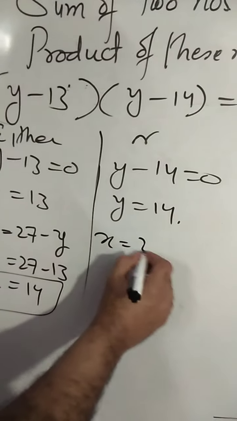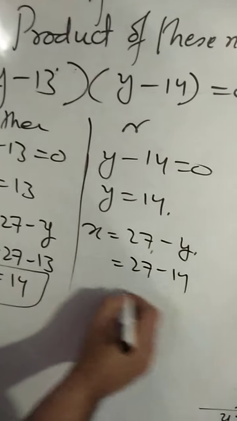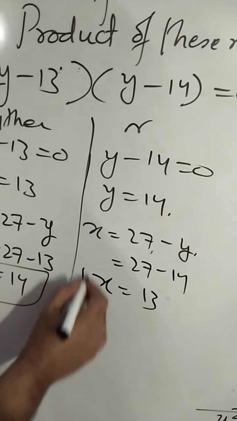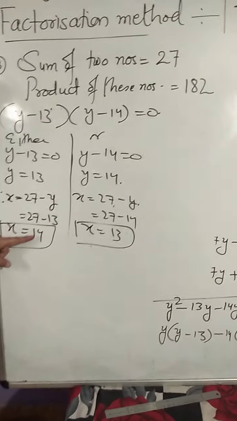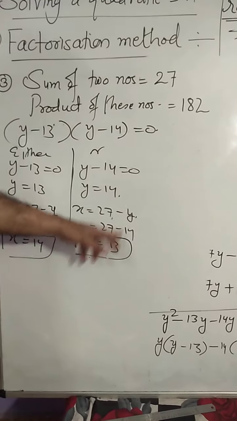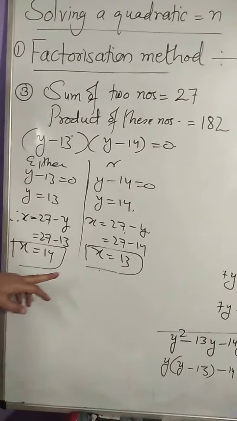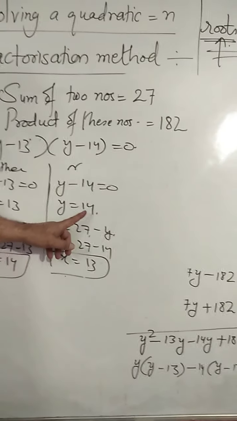And x is 27 minus y. So y is here 14, then x is 13. So the answer is, the two numbers, actually the answer is same. The two numbers are 13 and 14. If x is 14, then y is 13, and if x is 13, then y is 14. This is the answer.